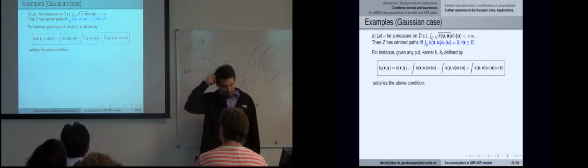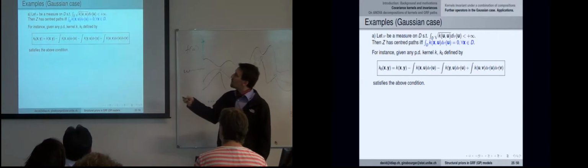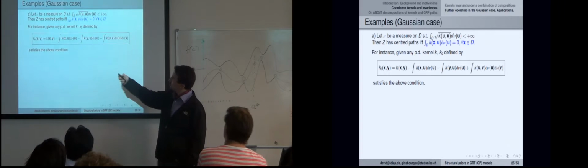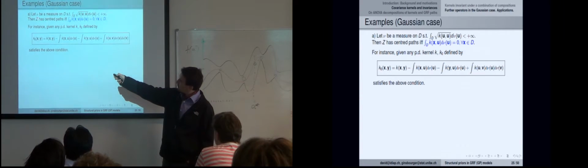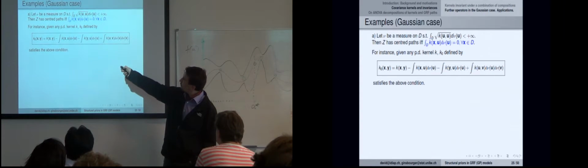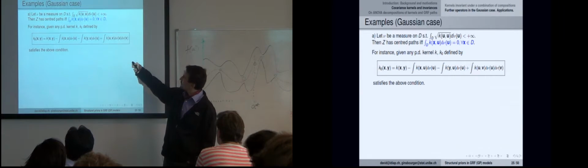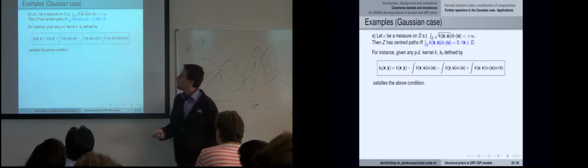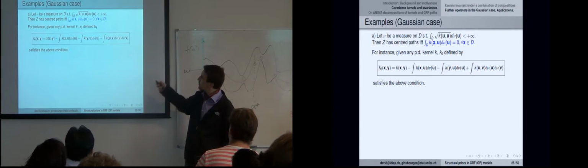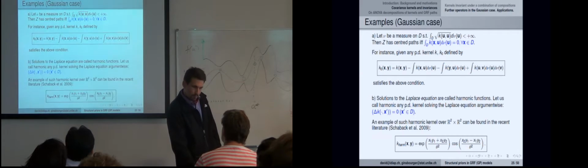Okay, so some examples of what you can do in the Gaussian case. Take a measure on D such that the square root of K(u,u) is integrable. Then you can show that a Gaussian random field Z has centered paths if and only if the kernel is centered as a function of one argument, whatever the value of the other argument. For instance, if you take an arbitrary kernel K, then you can create a centered kernel by using this formula that will still be a positive semi-definite kernel.